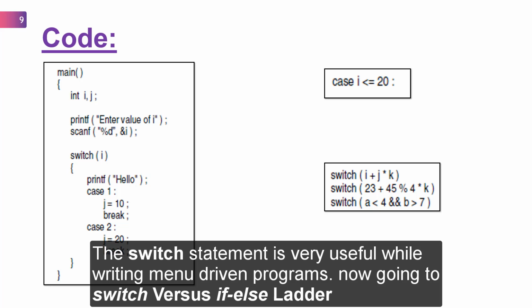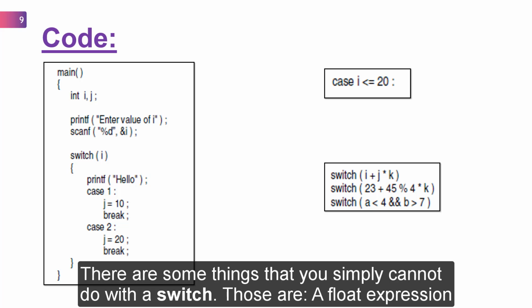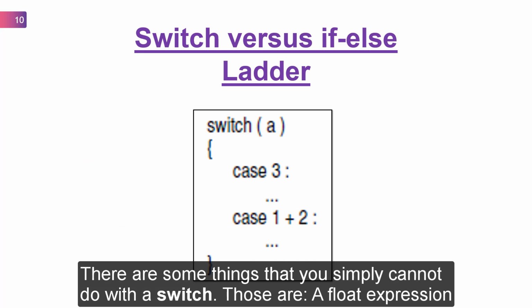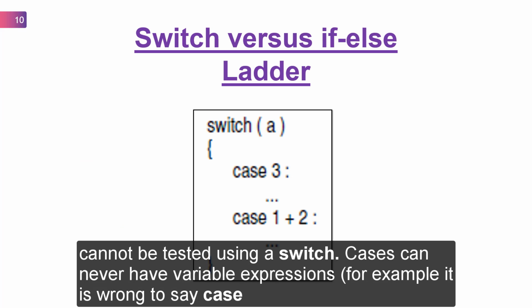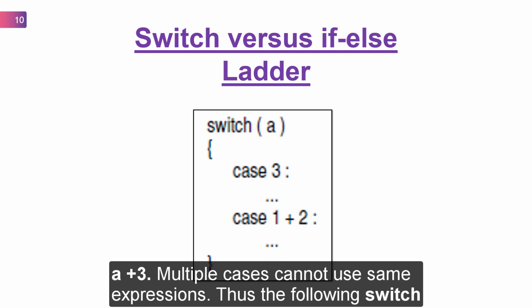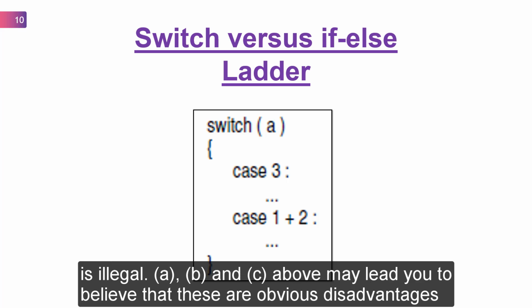Now going to switch versus if-else ladder. There are some things that you simply cannot do with a switch. Those are: a float expression cannot be tested using a switch. Cases can never have variable expression. For example, it is wrong to say case A plus 3. Multiple cases cannot use the same expression. Thus, the following switch is illegal.